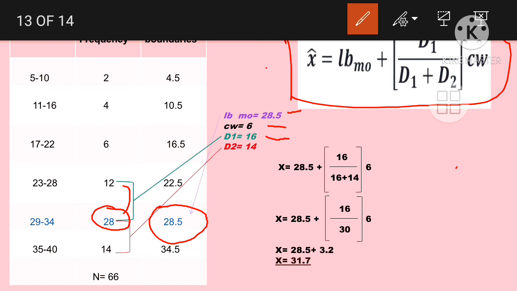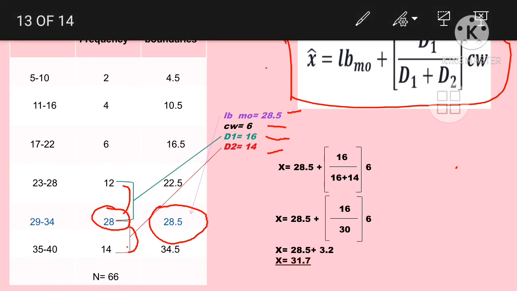D sub 2. Again, D sub 2 is the difference of the modal class and the class succeeding it. So, anong pagtapos na 28 is 14. So, 28 minus 14 is equal to 14. Now, we get the value of each. We need to compute the mode.